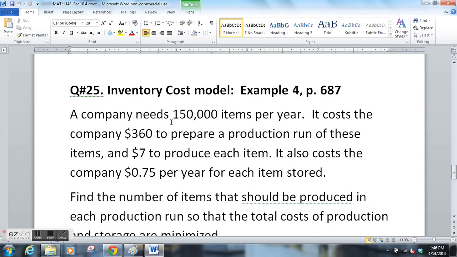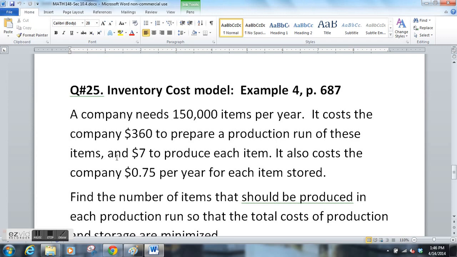A company needs 150,000 items per year. It costs the company $360 to prepare a production run, so maybe they're making templates or just having to get the ink or whatever they're doing, and $7 to produce each item. It also costs the company 75 cents per year for each item stored. So you have a cost for each production run and a cost to store each item.